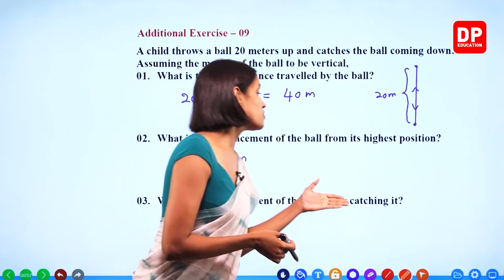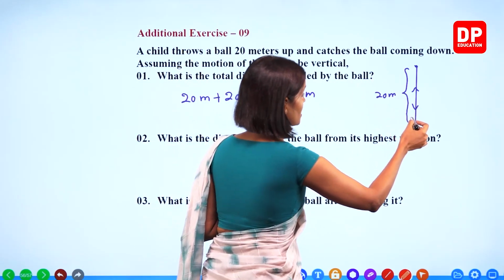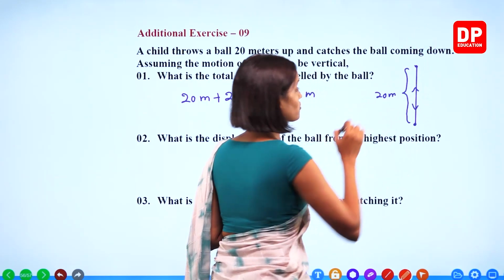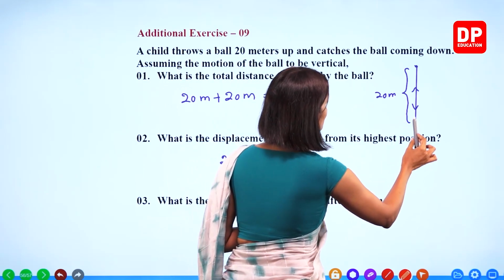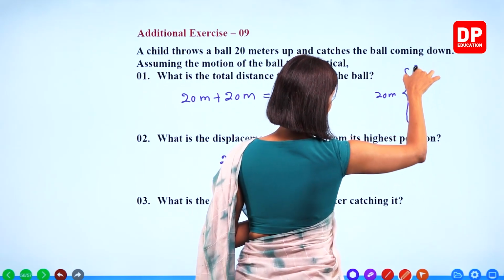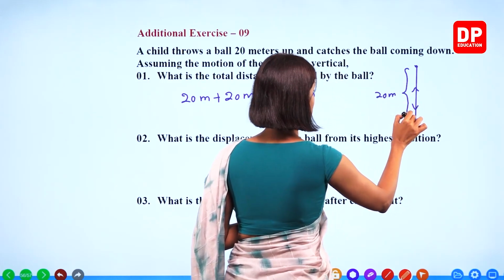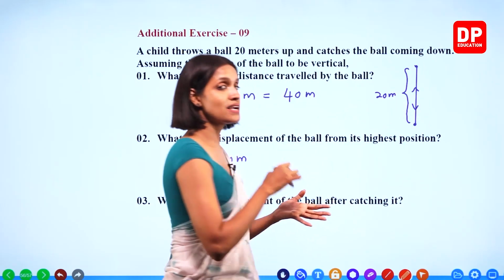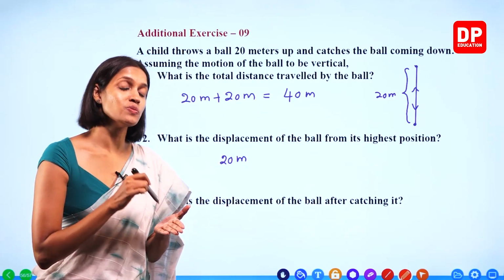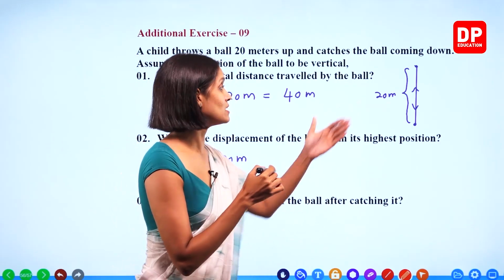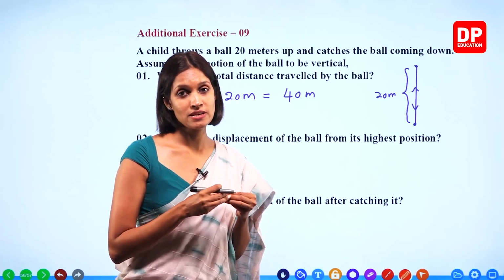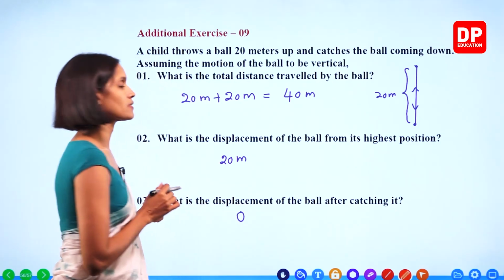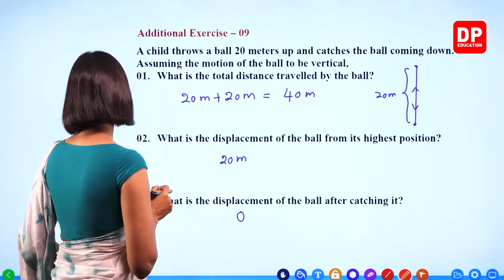What's the displacement of the ball after catching it? Here, after catching means when the ball is thrown up and when it comes down, you have to catch it again. So when the ball goes up, it goes 20 meters and it comes down another 20 meters to the same place, right? And after coming down and after catching it, start and the end are at the same place, which means there's no linear length between the start and the end. They are the same place. So what is the displacement? This time displacement is 0. Right, children? We'll move on to the next.